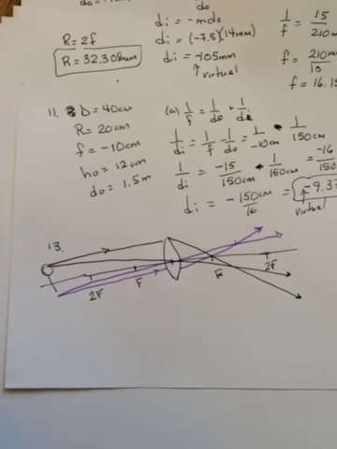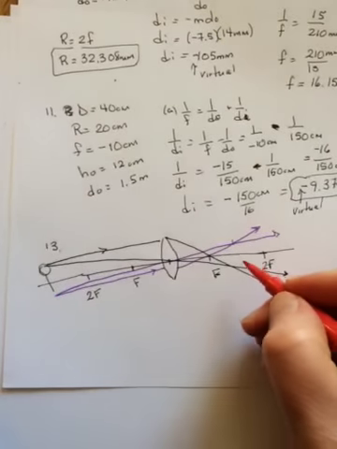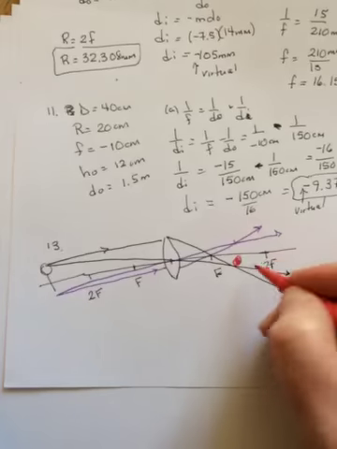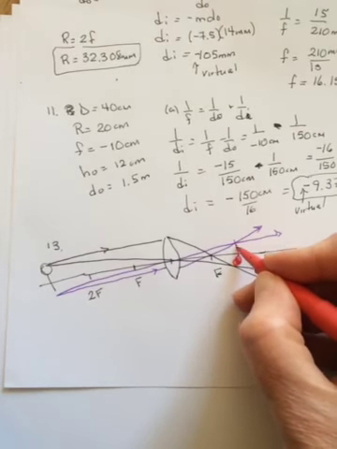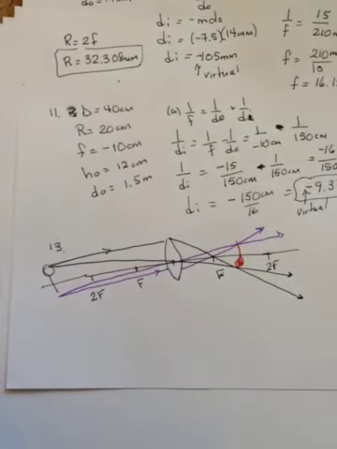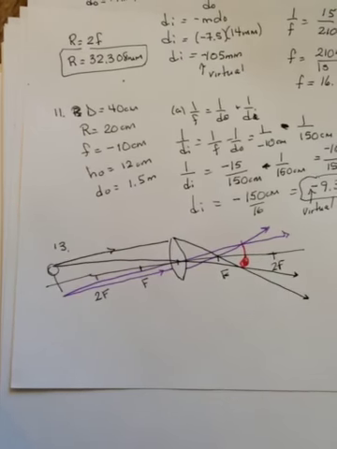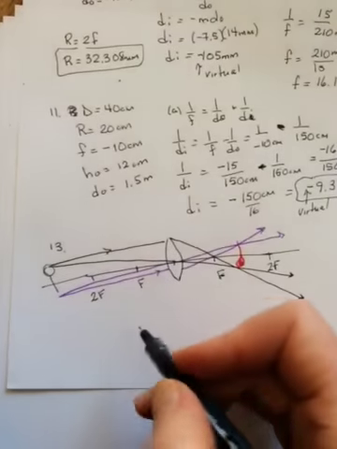And so our image will be here, where the black cross is the head, where the purple cross is the feet. Okay? Now, we could have also found it calculation-wise. They didn't ask us to.